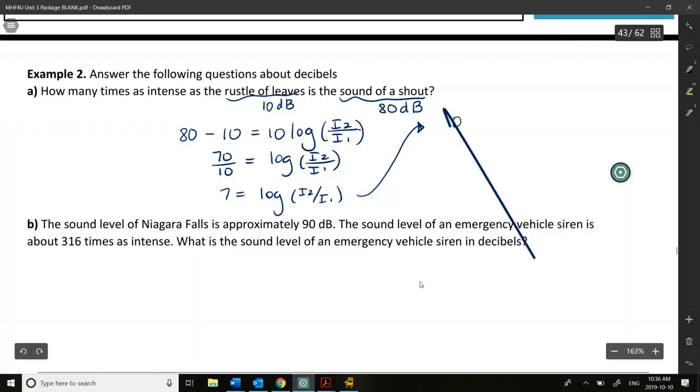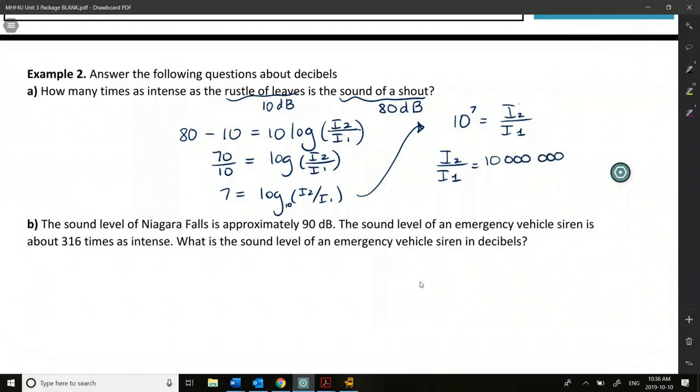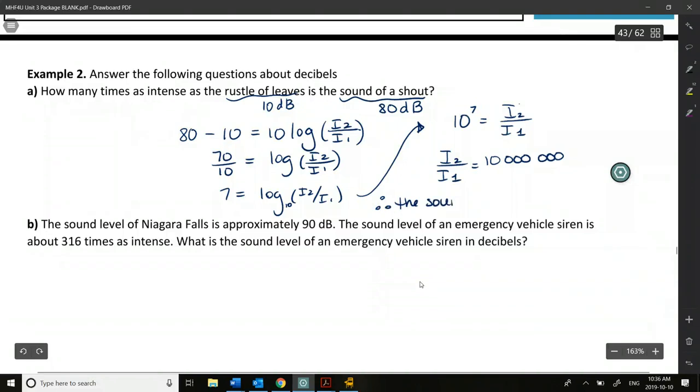Yep, so we're going to use exponential form here. Switch the form. The base of the logarithm is 10, just to remind you, that's the common logarithm. And that's actually what I'm trying to isolate here. So I2 over I1 is 10 million. Therefore, the sound of a shout is 10 million times as intense as the rustle of leaves. So you don't have to isolate I. Nope. We're comparing the intensities of those sounds.